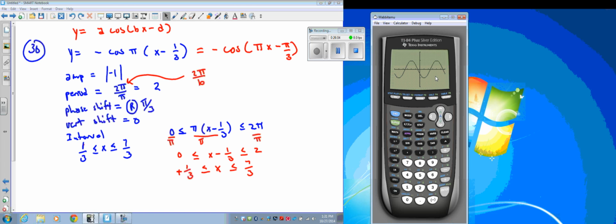What is this? This is 30. What are we supposed to get? 1 is the amplitude, we got that. Then it says 2 is the period, that we got. And it's 1/3 to the right. That's what this is indicating right here. So this is correct. Why isn't it? And this right here is right. Why is my interval wrong?